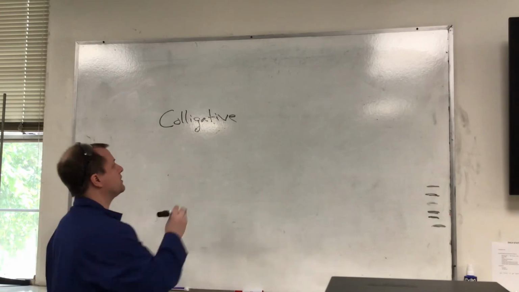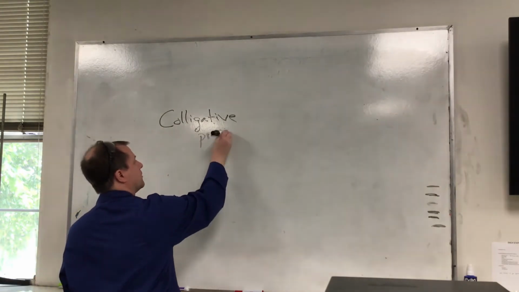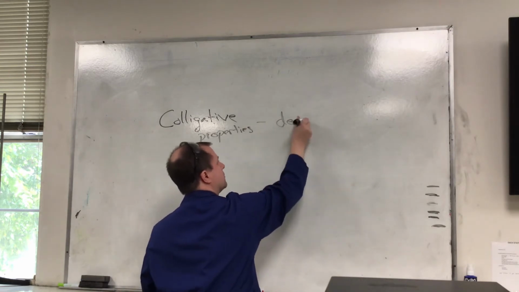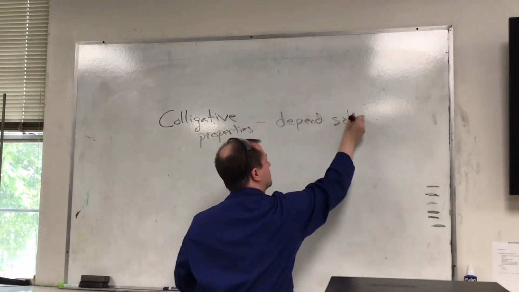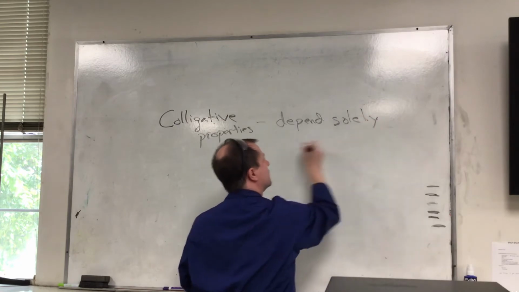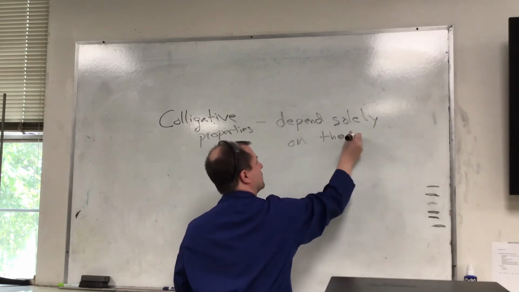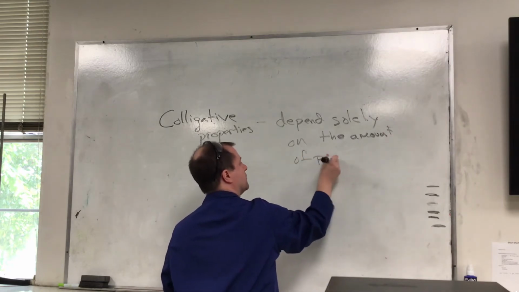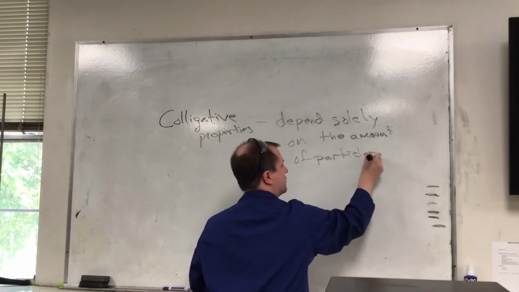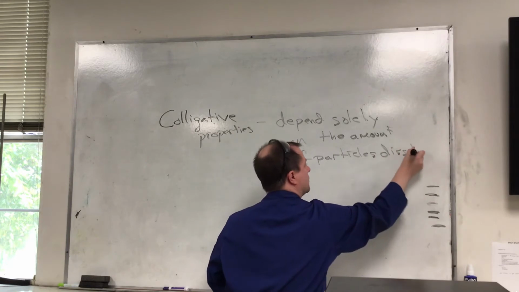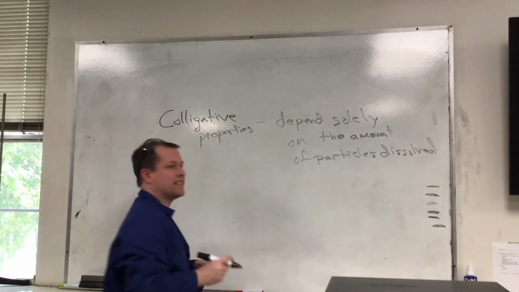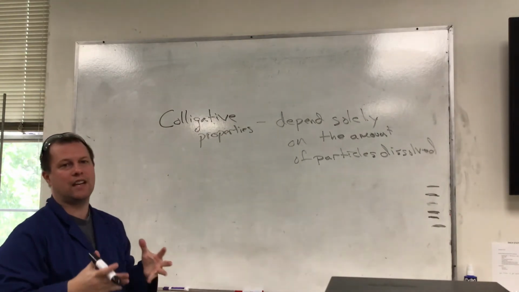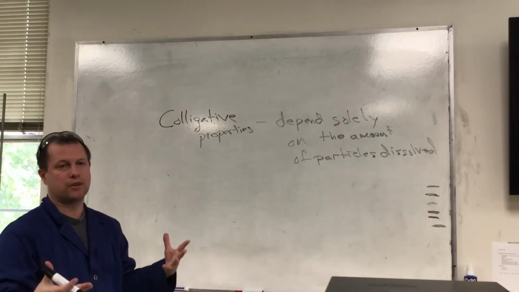So colligative properties, the big thing here, depend solely on the amount of particles in the solution. I'm going to say particles dissolved for right now. But that's the big thing: however many particles are dissolved in solution, that's what's going to have the large impact on the property itself.